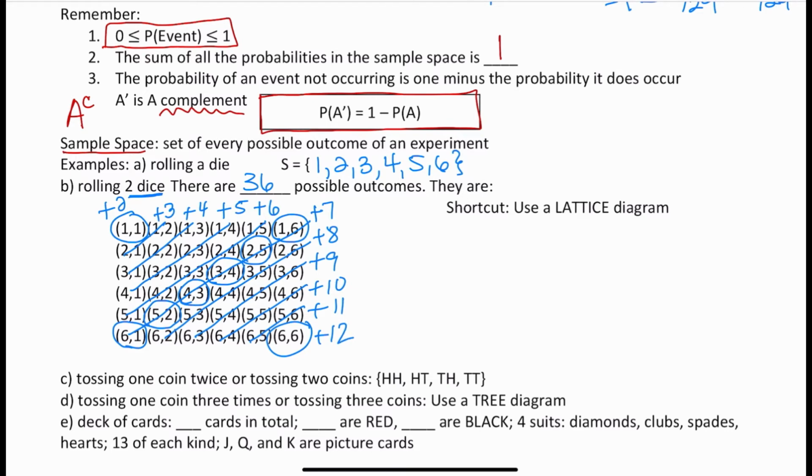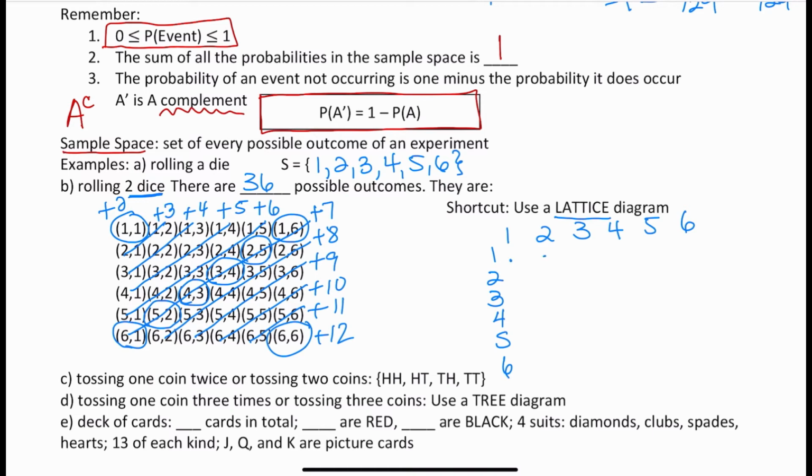And of course, imagine on the exam, if you have to list all 36 possibilities, it's going to take you a very long time. So instead, we have a shortcut, and that shortcut is called a lattice diagram. What you do on the lattice diagram is number all of your choices from the first die going across. Then you number all of the options for the second die coming down. So in this case, it's 1 through 6, 1 through 6.